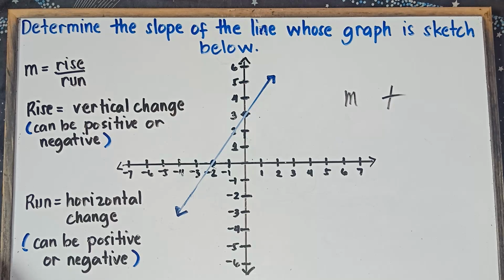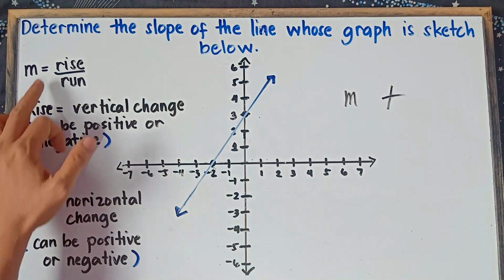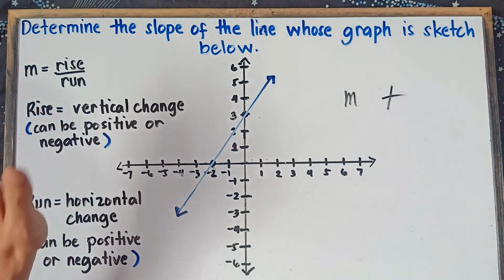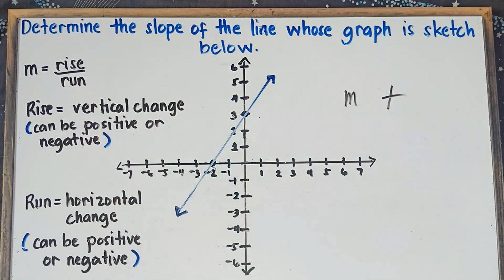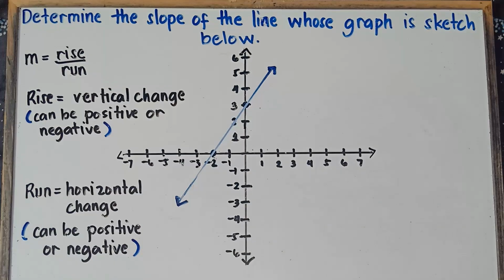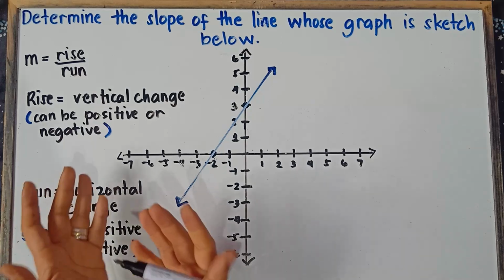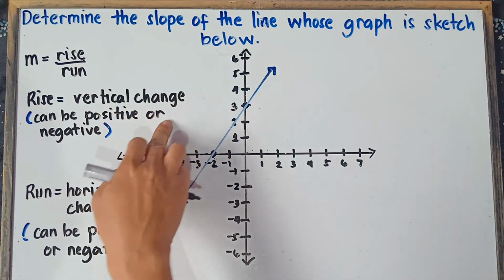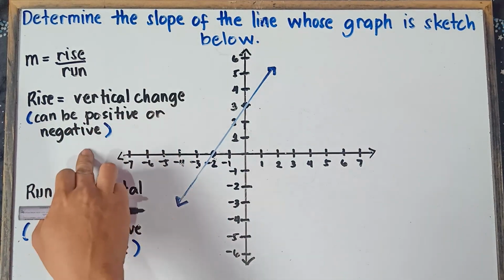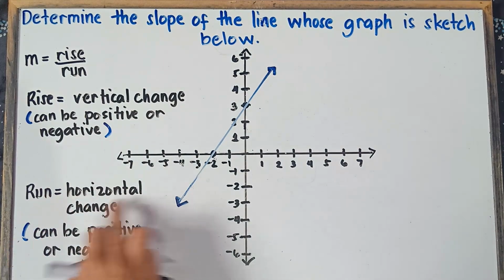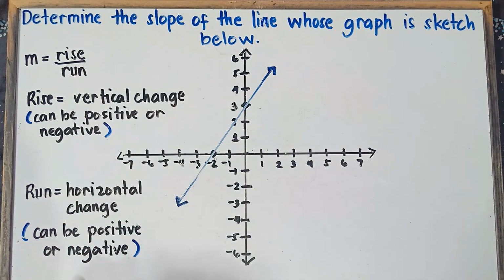Before we find the slope using this graph, we need to understand more with regards to rise and run. Once again, class, to get the slope, that would be rise over run. So let's talk about rise. Rise would be the vertical change. It can be positive or negative, and then run would be the horizontal change, which can also be positive or negative.